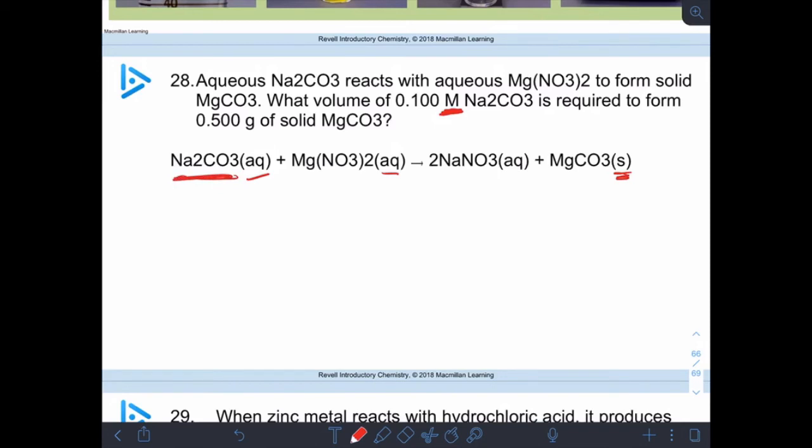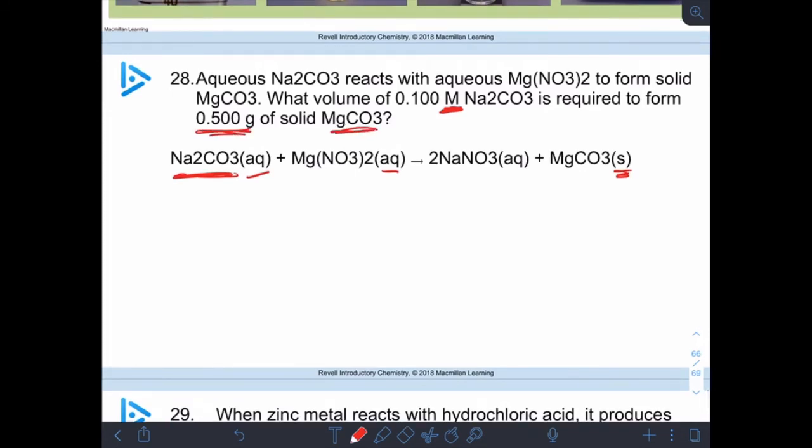And then we're given a mass for the magnesium carbonate, right? 0.5 grams of the magnesium carbonate, right? So I'm going to go from magnesium carbonate and I'm going to use that to find the sodium carbonate. Okay. And then I'm going to use the molarity as a conversion factor to find volume. Okay. So let's go through that process.